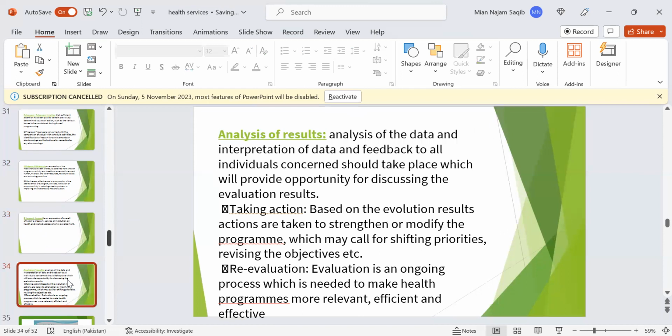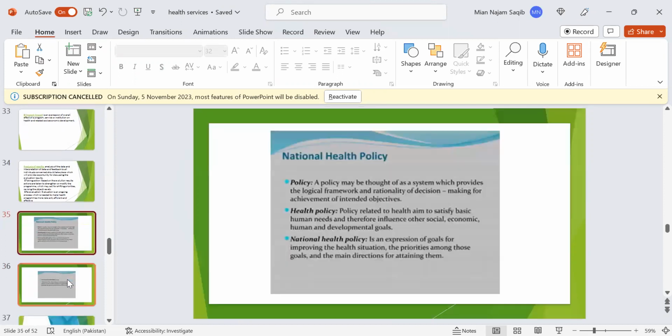Analysis of results: analysis and interpretation of the data and feedback to all individuals concerned should take place, which will provide opportunity for discussing the evaluation results. These involve taking action based on the evaluation results. Actions are taken to strengthen or modify the program, which may call for shifting of priorities, revising the objectives, etc. Reevaluation: evaluation is an ongoing process which is needed to make the health programs more relevant, efficient, and effective.